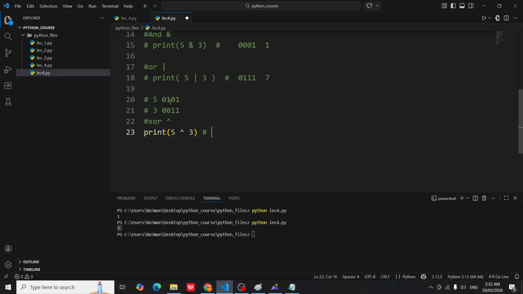It will take the different bits in both numbers. So it will compare the first bits, 1 and 1. It's not different, it's the same, so it will be 0. 0 and 1 should be 1. 1 and 0 will be 1. 0 and 0, it's the same, not different, so it will be 0. That represents number 6. Let's save the file, clear and run. It gives us number 6.